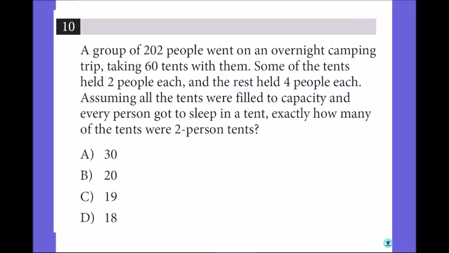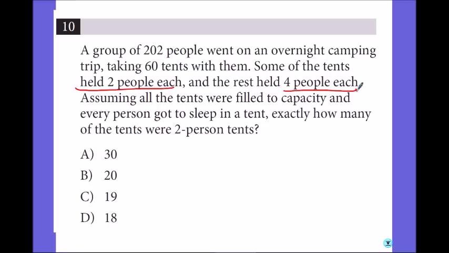10. A group of 202 people went on an overnight camping trip, taking 60 tents with them. Some of the tents held 2 people each, and the rest held 4 people each. Assuming all the tents were filled to capacity and every person got to sleep in a tent, exactly how many of the tents were 2-person tents?